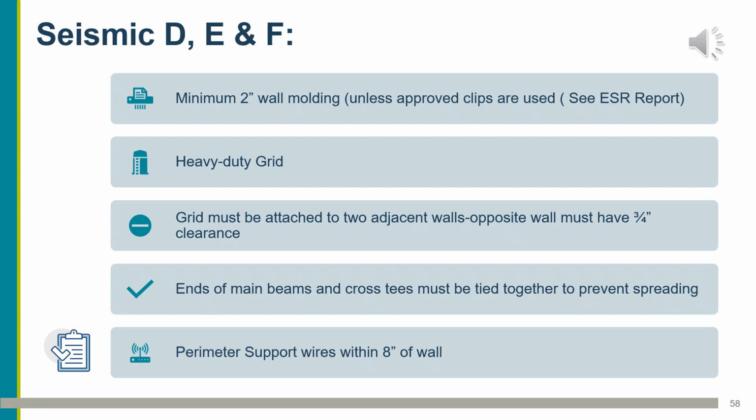And those are pretty much what we just covered, right? Minimum 2-inch wall molding. We highly recommend you use the ESR reports as provided by ICC. Must be a heavy-duty grid. The grid must be attached to 2 adjacent walls. Must have 3/4 inch clearance. Ends of main beams and cross tees must be tied together to prevent spreading, and the perimeter support wires are required within 8 inches of the wall.